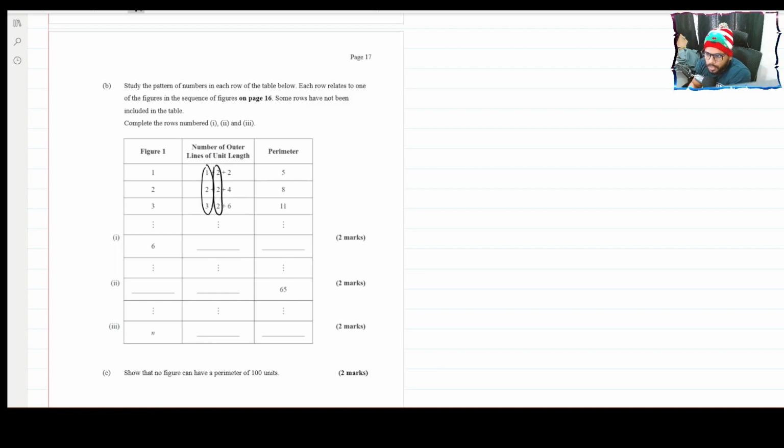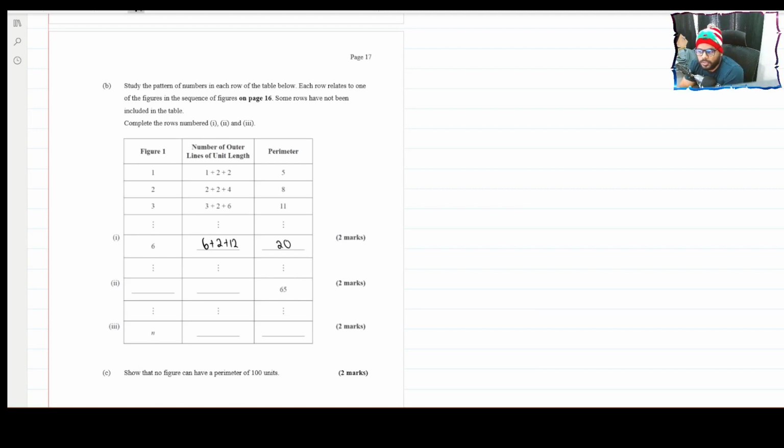This number here corresponds to the figure number, and this number here looks like the first two numbers multiplied by each other. So for 6, I'm going to have 6 plus 2 plus 12. These numbers here look like I just added up all these numbers here. So 6 and 2 is 8, 8 plus 12 is 20. We're good to go. For 65 now, I don't know how to work out the 65 piece.